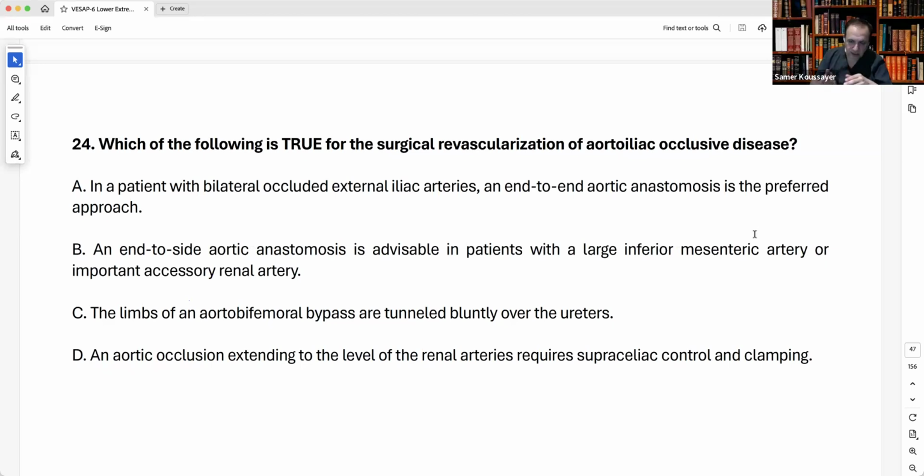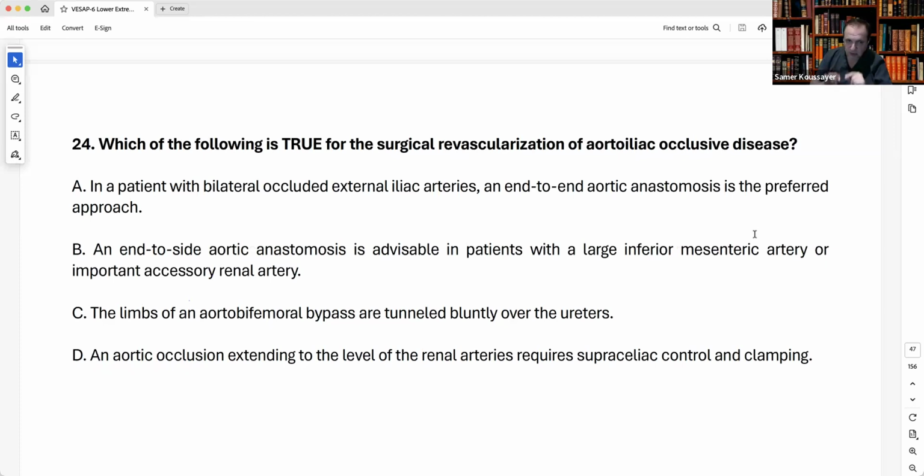So the reason why when you tunnel that, I always tell you guys, you have to keep your hand exactly at the external iliac artery, because the ureter crosses close to the aortic bifurcation and is very attached to the artery. So if you don't really put your finger exactly at the artery when tunneling, you can pass it above the ureter. And then if you do the bypass above the ureters, the bypass will compress the ureter and cause hydronephrosis.